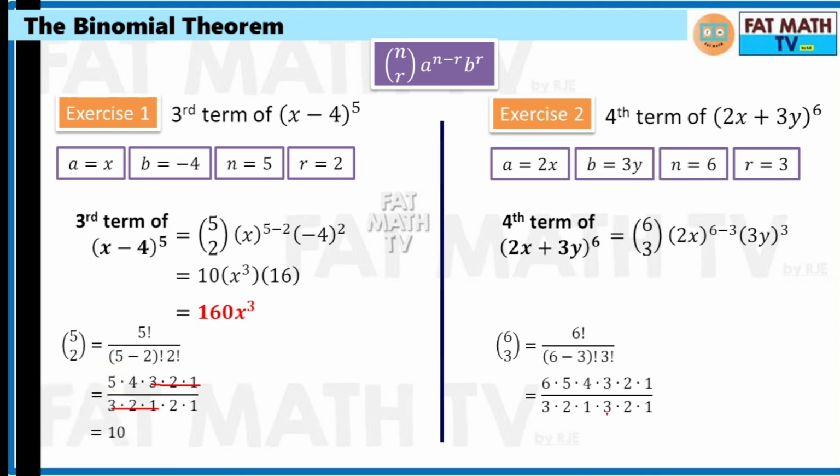And then you can cancel 3, 2, 1 here. And 3 times 2 is 6, you can cancel with the 6. So that is 5 times 4, which is 20. So 6 taken 3 at a time is 20.